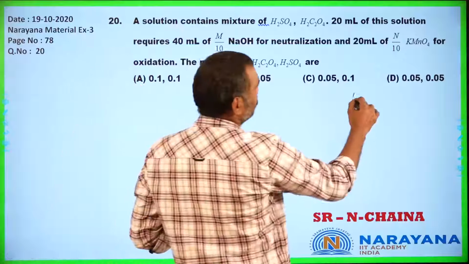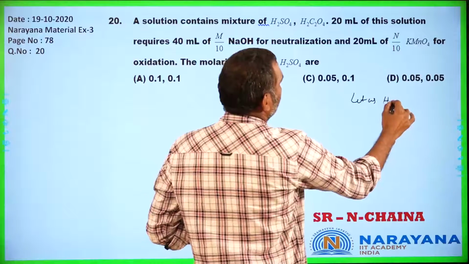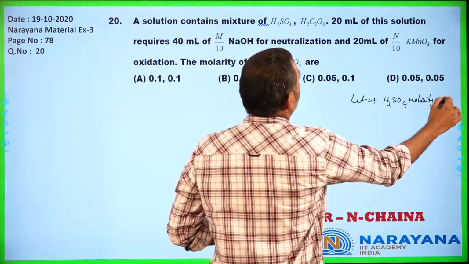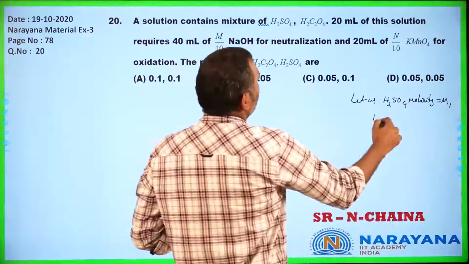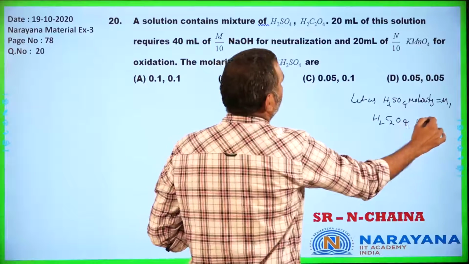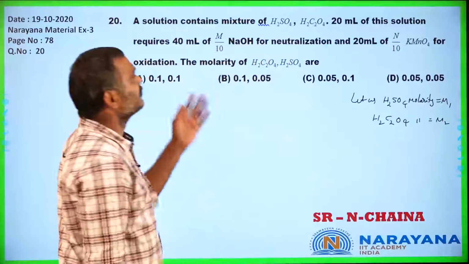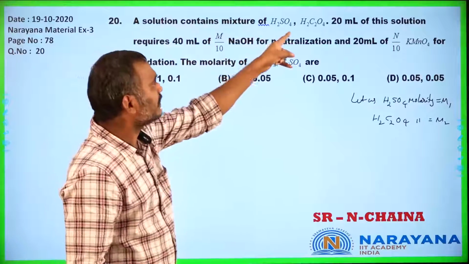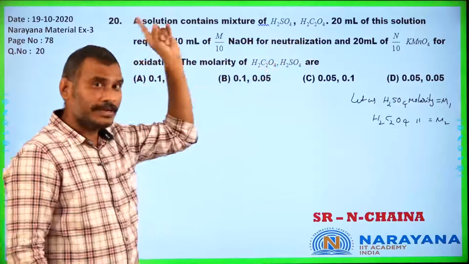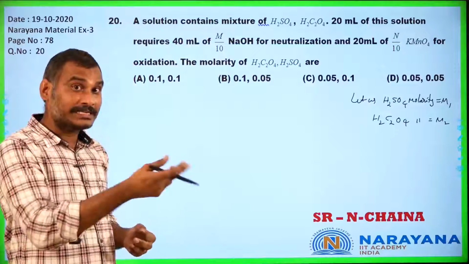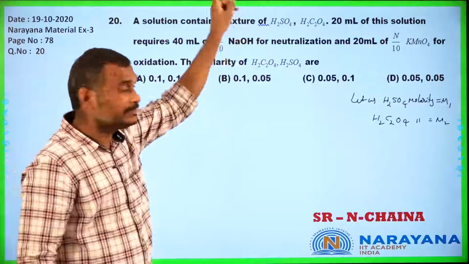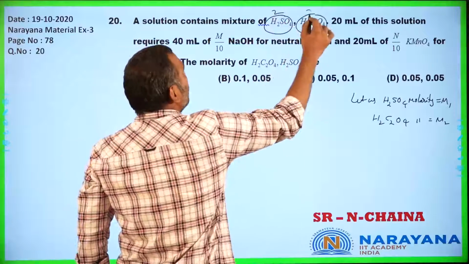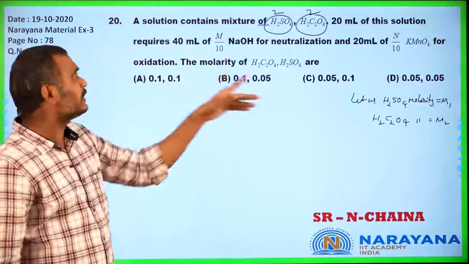Let H2SO4 molarity be M1, and H2C2O4 molarity be M2. In the previous example, sodium oxalate does not react with sodium hydroxide. But here, this is an acid, and this is also an acid. Here the basicity is 2, and here the basicity is also 2. Both basicities are 2, 2.